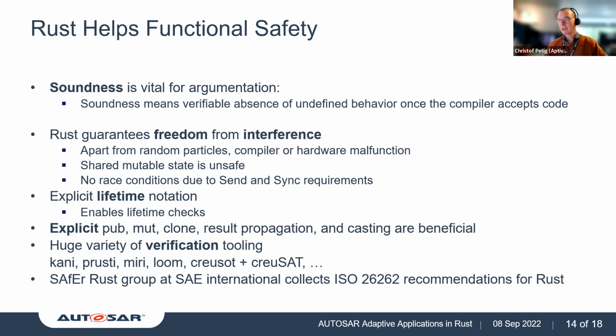So there's an escape hatch for all the safety guarantees the compiler does, which is called unsafe. And this clearly marks code which will not be checked by the compiler, but has to be verified by human intervention. And we have formed a group at SAE International, and this one is collecting ISO 26262 recommendations for Rust. Can you please proceed to the next one?